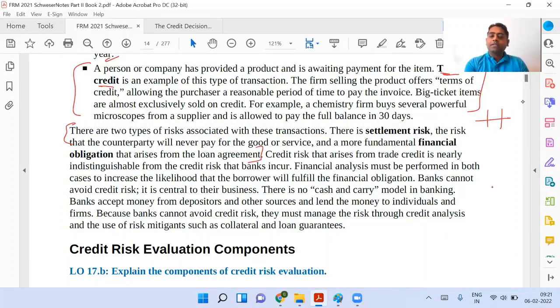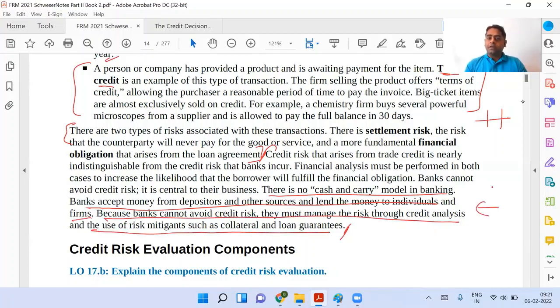Now if you look at this section from here, what they're trying to tell you is the entire purpose. Now you'll be able to connect why they started talking about cash and carry, because in banking there is no cash and carry. There is always a credit that works in. So if you look at this line, it helps you understand that credit risk is the core risk of the bank. They cannot avoid it. Read that entire section, but the last four lines are important.